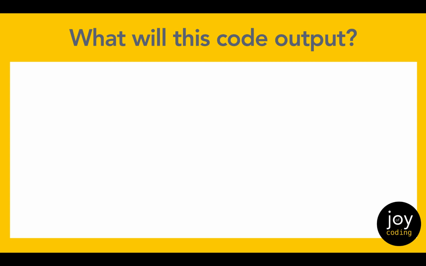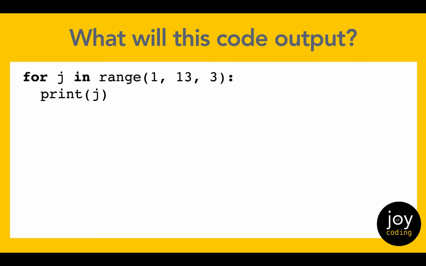So let's look at an example. For j in range(1, 13, 3), print j. So take a moment, pause the video, work out for yourself what you think this will output. Did you write it down? If you said the output will be 1, 4, 7, and 10, you are correct. And the reason for that is because we go up through but not including the number 13. So 13 is here as the stopping point, but it's not included in our output.